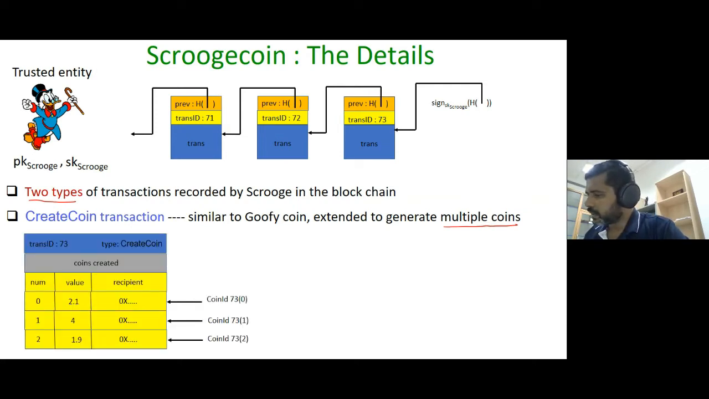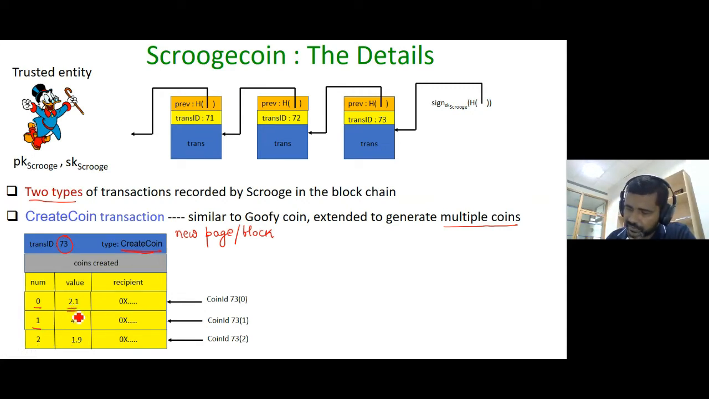So imagine we already had 72 blocks created in Scrooge's blockchain, and now Scrooge is creating the 73rd page of the blockchain. So what he can do is the following. If he is creating a create coin type of transaction, then he will create a new page, which you can call a new block, whose type will be create coin. And there will be multiple transactions of type create coin in this page. So you can index them by index number 0, index number 1, index number 2, and so on.